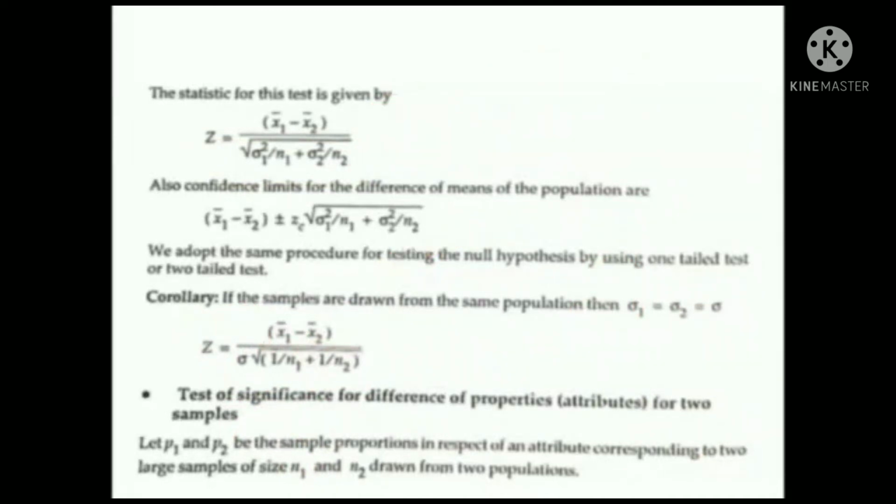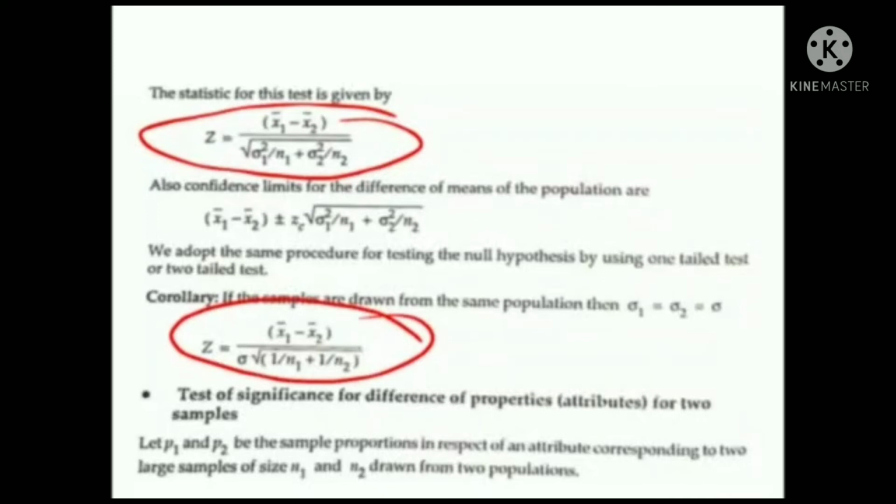Understood? So the first formula is for two different samples from two different populations, and the second formula can be applied for two different samples from the same population. That is the difference between these two. Understood, guys? So this is the theoretical part for this particular test. Let us go ahead and see a problem further.